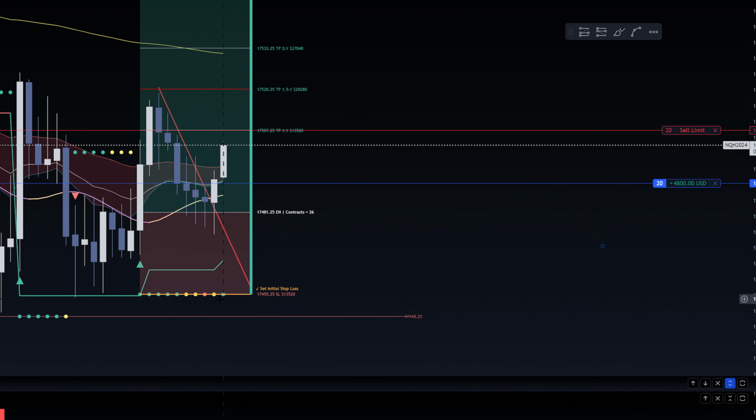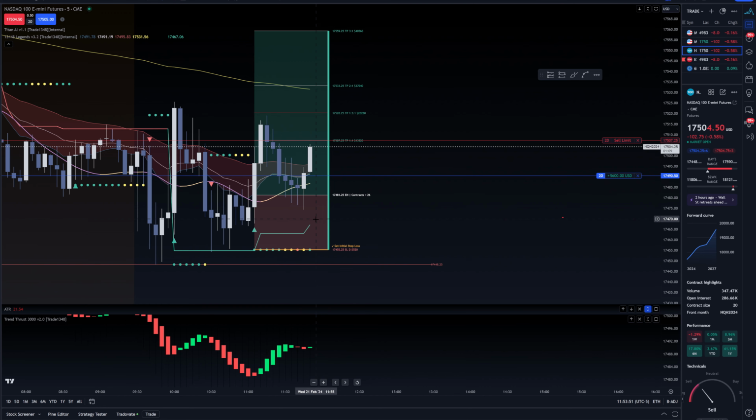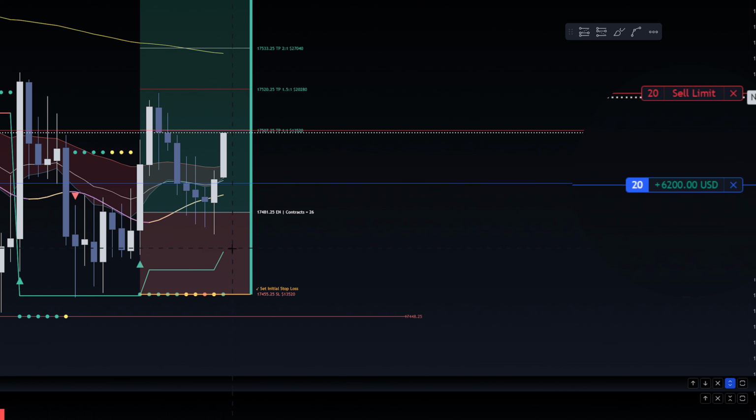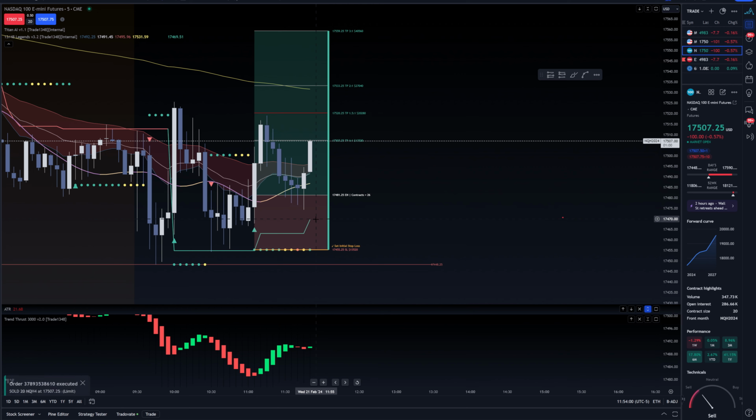All thanks to the system making very simple reads. Hopefully the market doesn't do it again to me and we get a fill, up 6,000, 62. Let's go, 61. There we go, we got the fill.